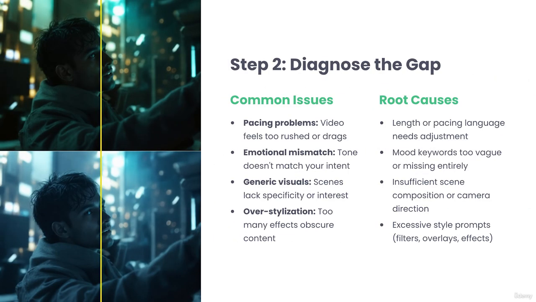Step 2. Diagnose the gap. If something's off, figure out why. Here's a breakdown of common issues and what they usually mean. Too fast or too slow? You may need to adjust video length or pacing language. Wrong emotion? Mood keywords might be too vague or missing. Generic visuals? Try specifying scene composition, actions, or camera behavior. Overstyled? Remove or soften stylistic prompts like filters or overlays.